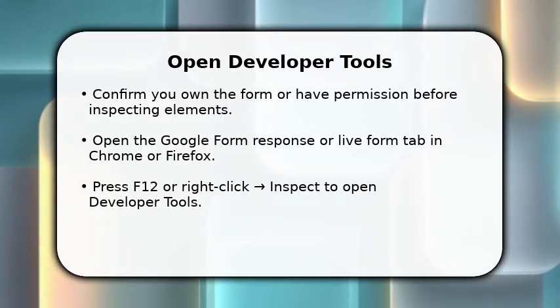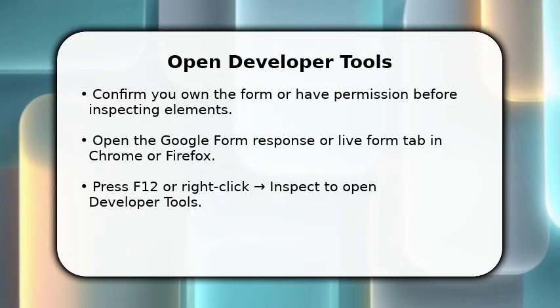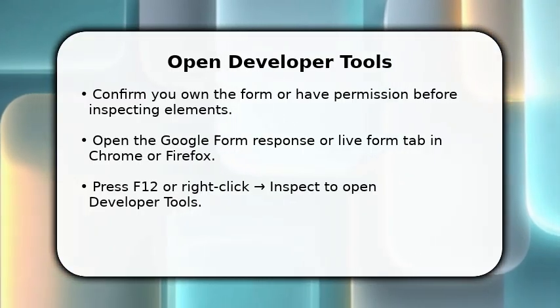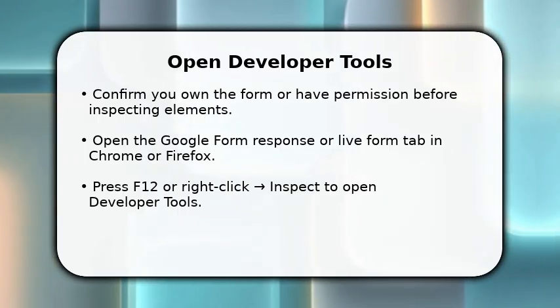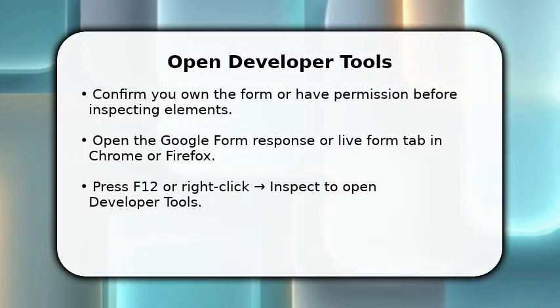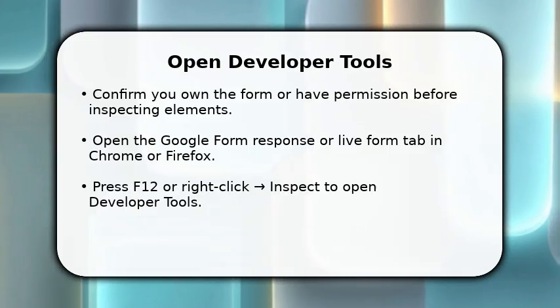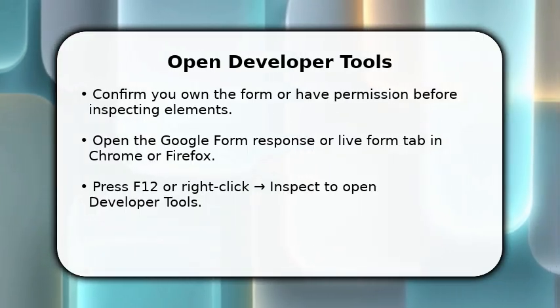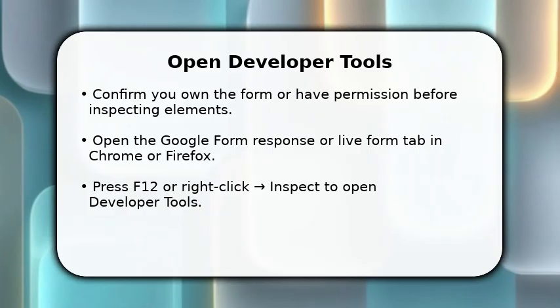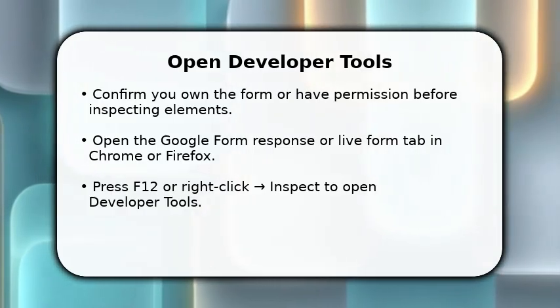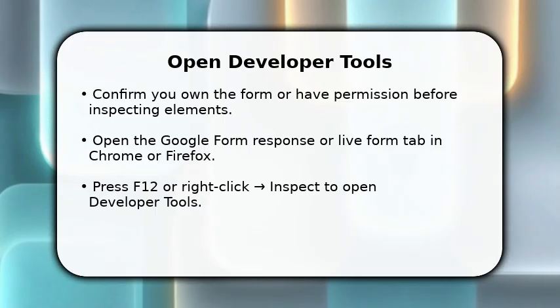You must be the form owner or have explicit permission to inspect responses, otherwise stop. Once ready, open the form page where responses appear or the live form. Press F12 or right-click and choose Inspect to open Developer Tools. Make sure the Elements panel is active so you can see the page DOM. You're doing this to debug structure or presentation, not to access private data.